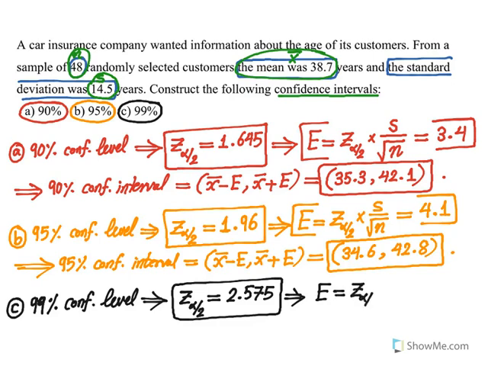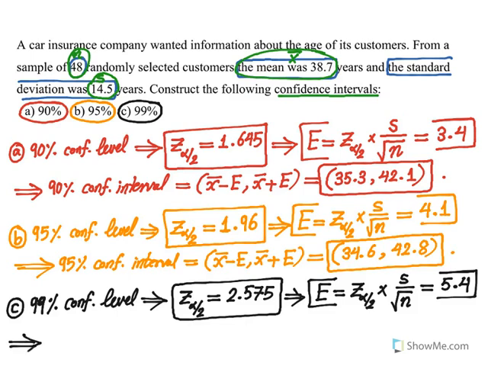And so from this, you can get that the margin of error E is going to be this Z sub alpha over 2 times the same thing as in parts A and B, S over radical N. And if you do this computation, you will get 5.4. And so this was our margin of error for 99% confidence.